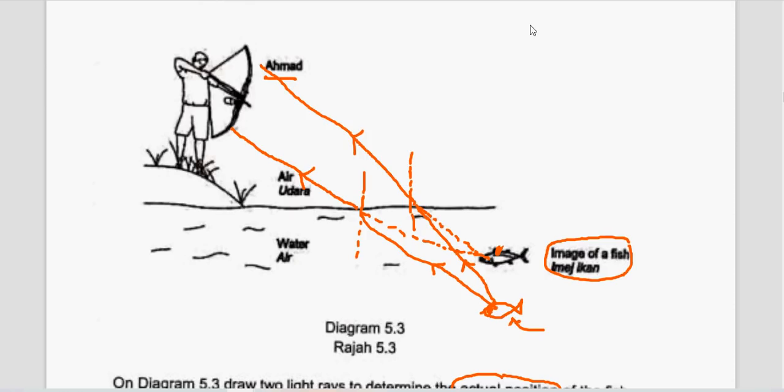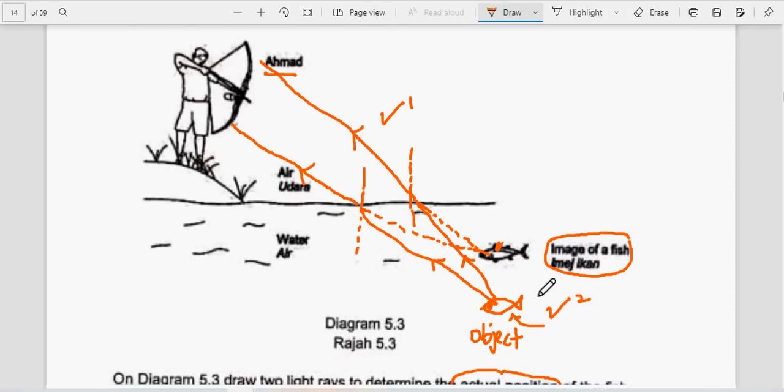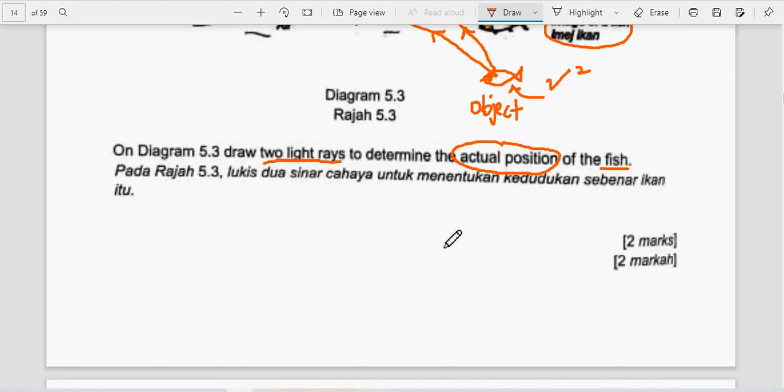So here, the two sets of light, that one will be mark 1. And then your object should be mark 2. Please label this as object. Okay. So make sure you know how to draw the ray diagram from the object to the eyes to determine the image, and also from image to determine the object. The method is almost the same, right? You can remember, right? Hopefully, try your best, alright? So that is 2 marks.